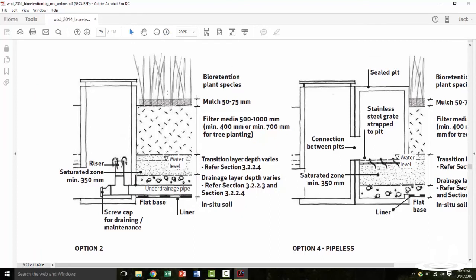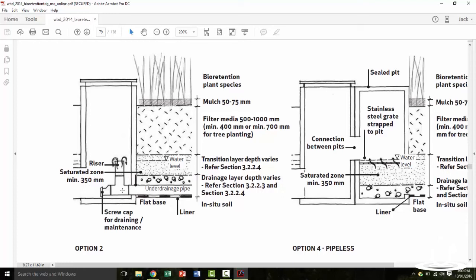So coming down from the surface: plants, mulch, filter media, a thicker transition layer than you'd expect, and a drainage layer made out of gravel, with an under drainage pipe. And then what you see here is the under drainage pipe comes out, and this is the concrete pit. Here, this is the pipe to take the water away at the very end. And we've got this riser arrangement here.